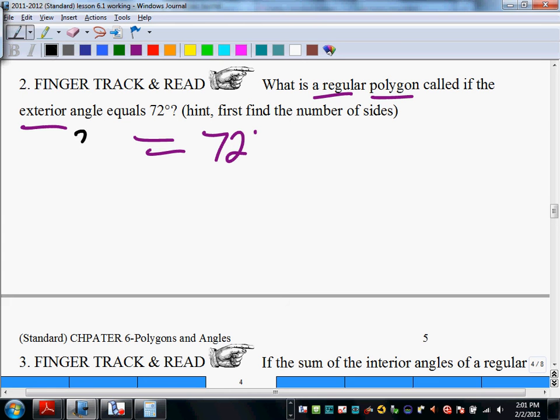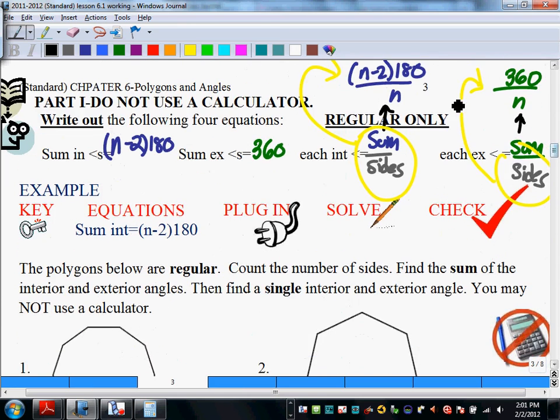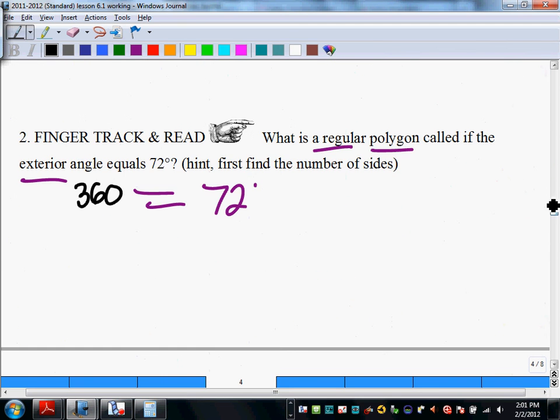Equals 72. Almost, but we want a single angle. It's this one right here. How do you find a single angle? A single exterior angle: sum over sides. What's your sum? 360. Over, and yes. There we are. 72 over 1. Yes, over 1. Now what are you going to do? Cross multiply. Yes, sir.